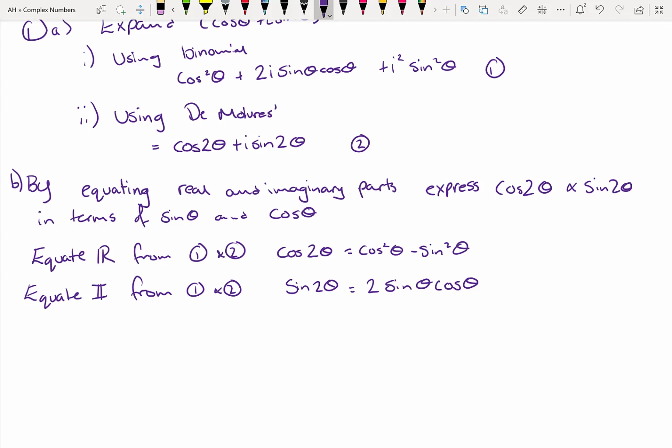So how we can use it is we're always going to take the real part without the i and equate it to all the other bits without the i's. Remembering that this i squared becomes minus 1. So that becomes minus sine squared theta. Then we're going to equate all the things that have i's in them. And that's what we mean when we're talking about this part.